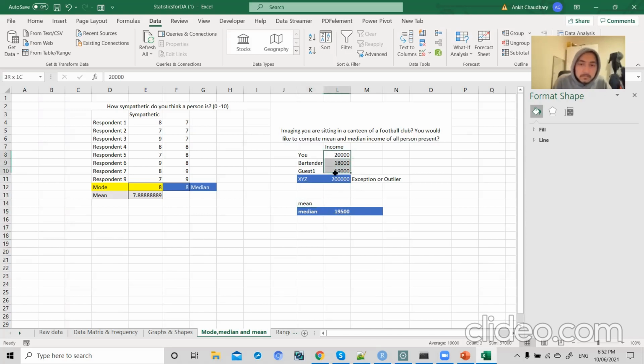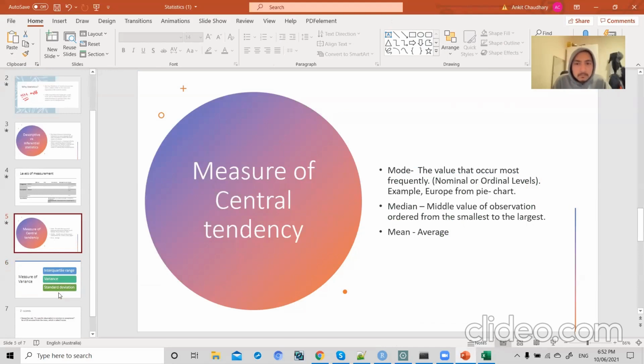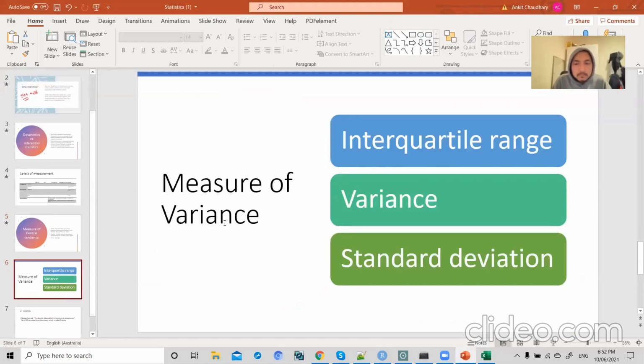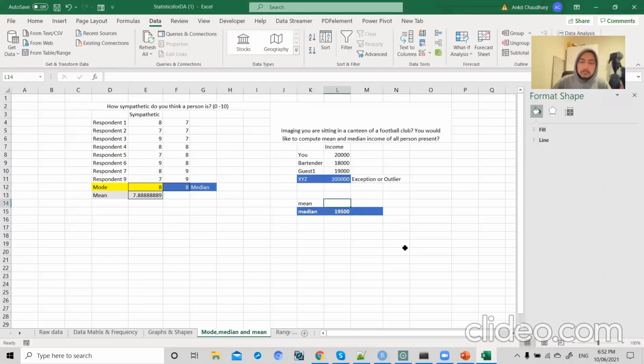Otherwise, if the ratio is similar, we take the mean. So this was mean, mode, median. And once we have mean, mode and median, we should now concentrate on measuring the variance. So what is variance? Variance means a difference between this salary and a bartender salary, your salary or my salary plus bartender salaries. So how much variance is there in the data?